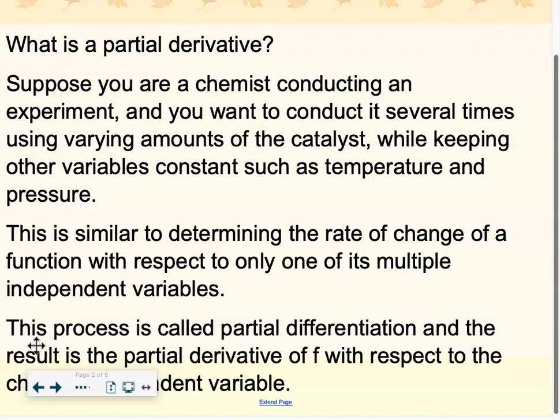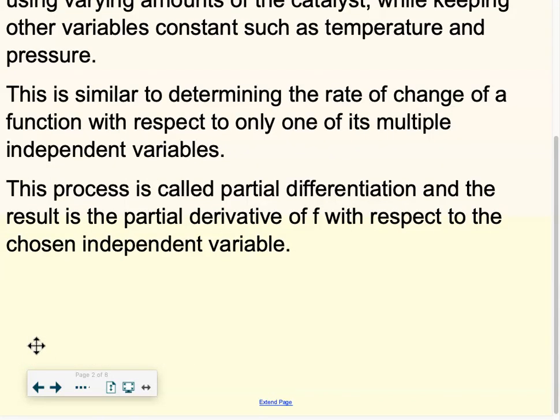So this process is called partial differentiation. The result is the partial derivative of f with respect to whichever independent variable you're focusing on. Next, I'm going to have you try to guess the first two partial derivatives you'll ever do. Normally I'd have you do this in groups, but we're in rows, so we're just going to do it independently. Are we ready?